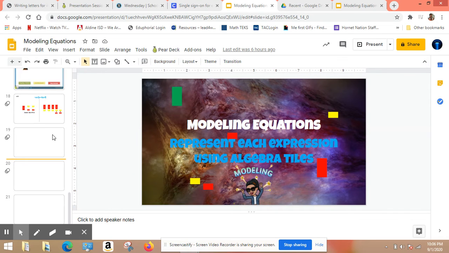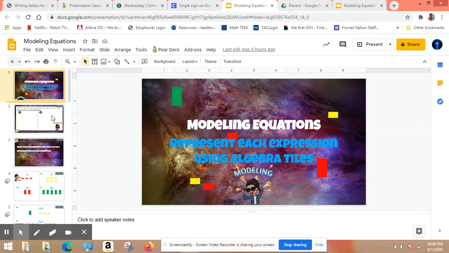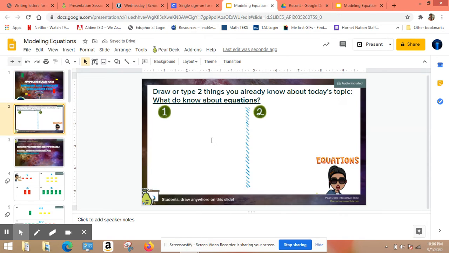Hey guys, so today we're going to learn how to model equations. We're going to do that by using algebra tiles. On the next slide on your end, you can either draw or type up what you know about equations. So here's our topic, just type it up and I'm going to be able to see it on my end.